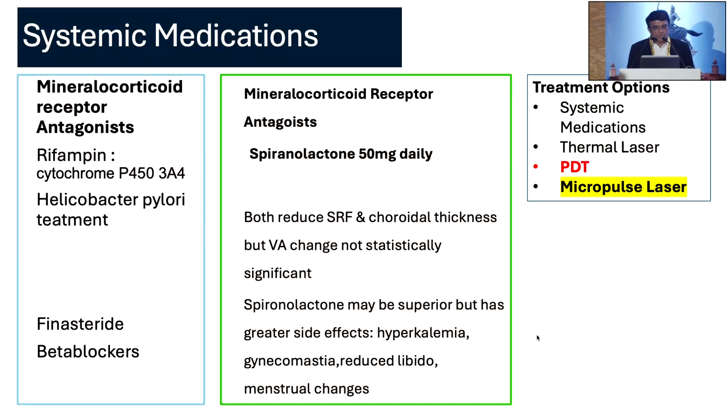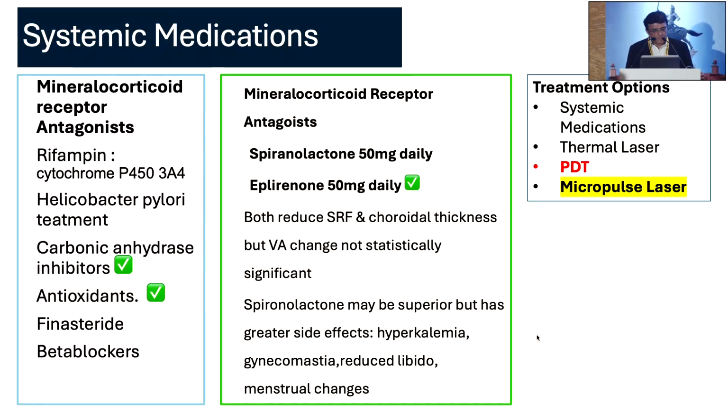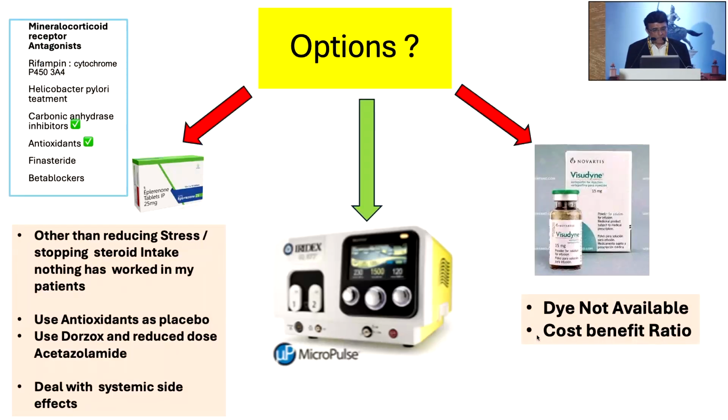I don't use most of them. The only things which we may use are carbonic anhydrase inhibitors, antioxidants, and sometimes, very rarely, epinephrine. I am not fond of using epinephrine at all, except when there is an inferior detachment in case of CSR, when I may use epinephrine. My go-to methodology is micropulse laser.